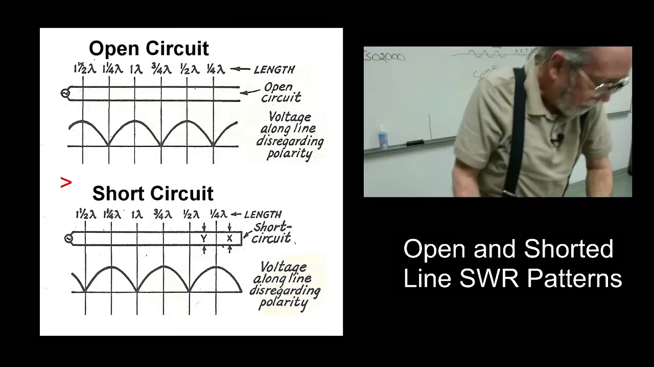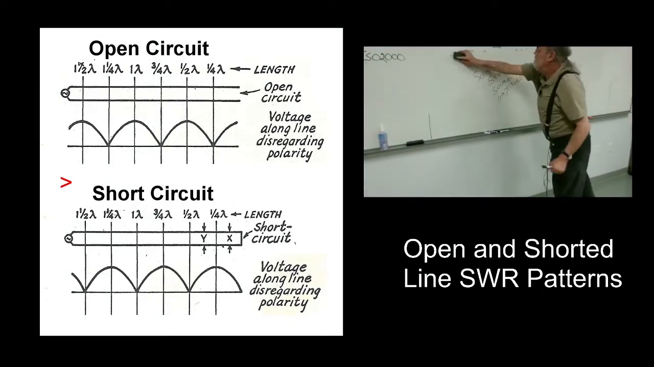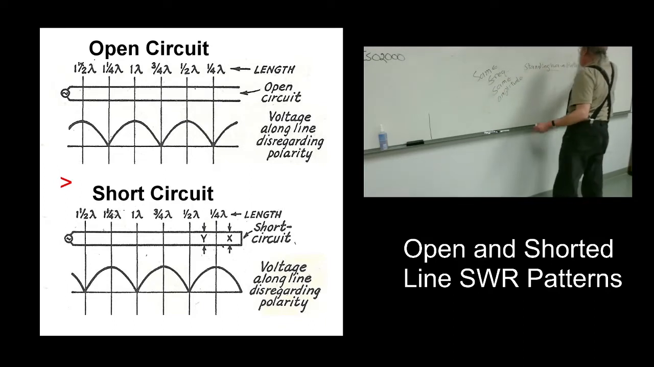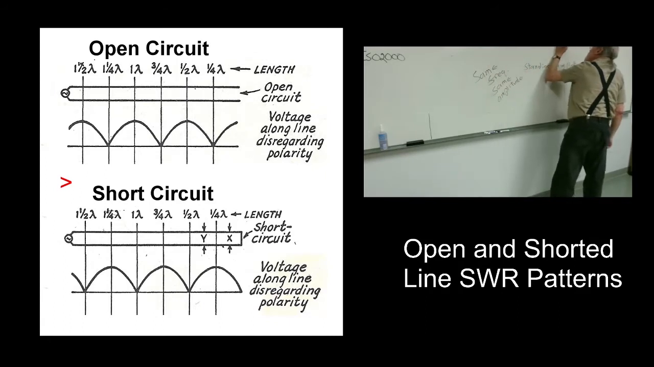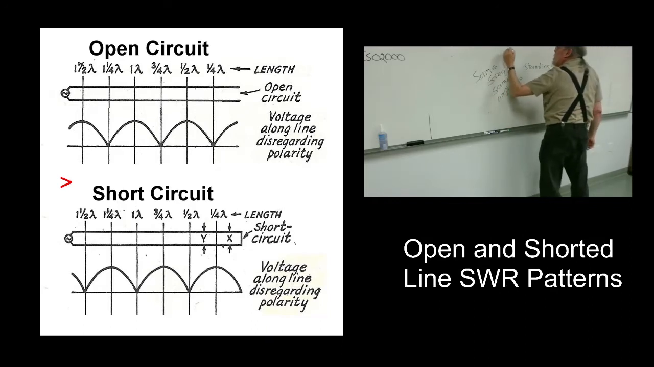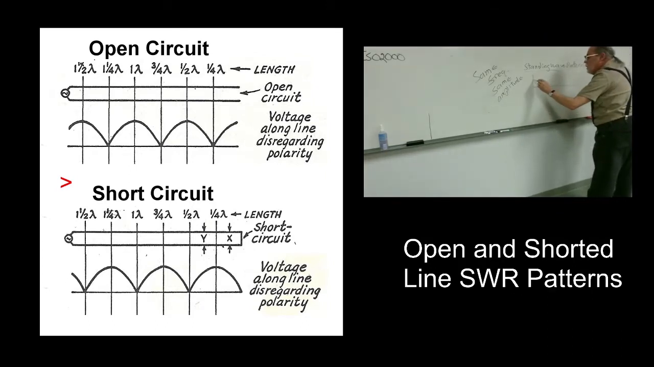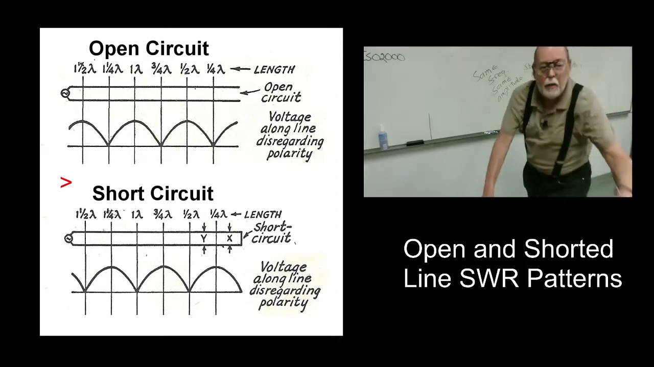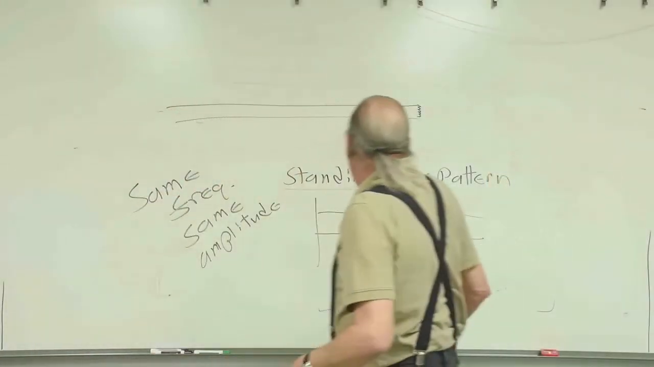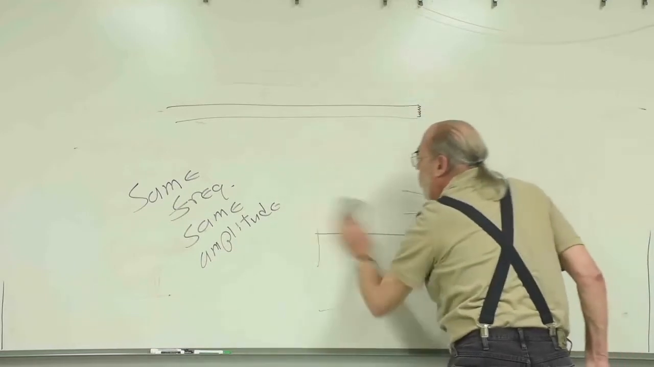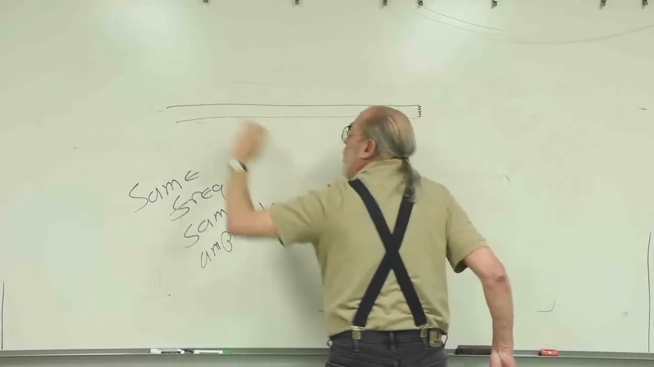Now, what would happen if you terminated the line in its characteristic impedance so that nothing came back? Then what you would have would be just the one wave going out, and if you made a graph of it, you would get a straight line. Oh, sorry, thank you. Yell out whenever I forget to switch, okay? Hold on here. There we go. If you don't have the wave going back, you don't get the standing wave pattern, which means that if you put your voltmeter anywhere, it always reads the same value.